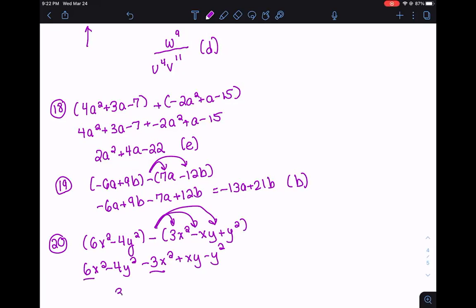6x squared and 3x squared are like terms. Negative 4y squared and another y squared are like terms. And there is only one xy. This might be a little out of order, and this is what I was talking about earlier, so you would just match this up. So 3xy plus xy minus 5y squared would be choice A, I believe. Yes. Okay, questions at this point, please?